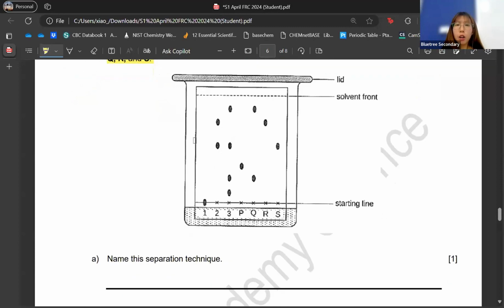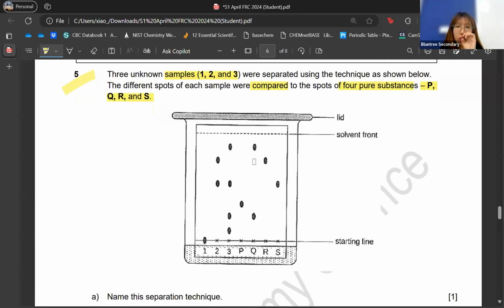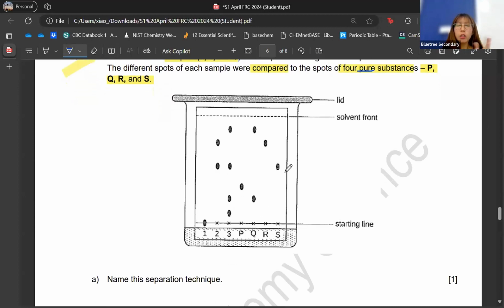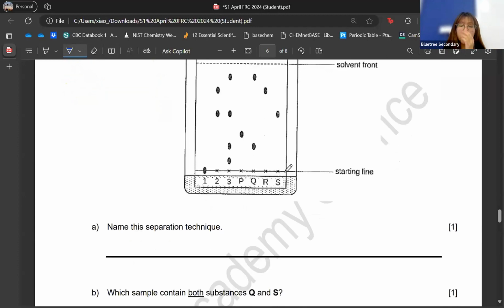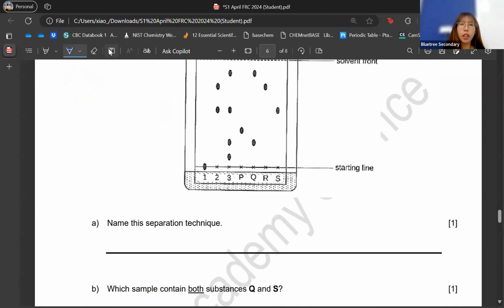Okay, so because they are pure, we learned earlier on that there should be 1 spot only. So do you see that P has 1 spot? Or Q unfortunately has 2 spots. Okay, so most likely pure cannot be the correct word already. Okay, then R you have 1 spot, and then S we have 1 spot. Okay, so this is not our concern with the question. We go to the question, name this separation technique. So we already know that this is definitely a chromatography method.